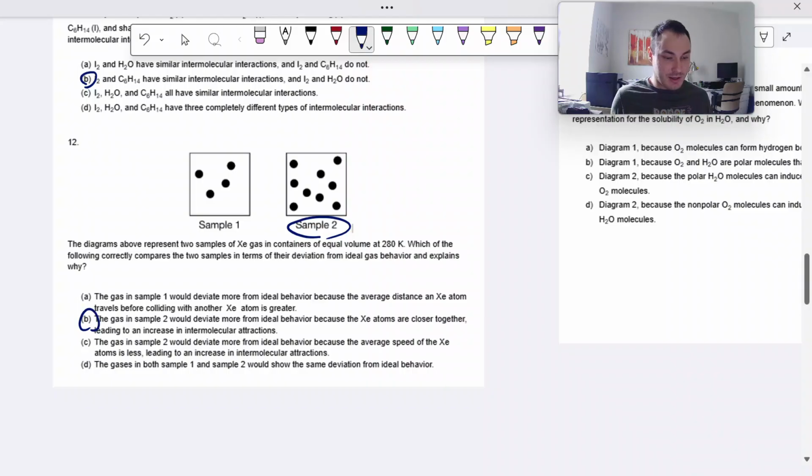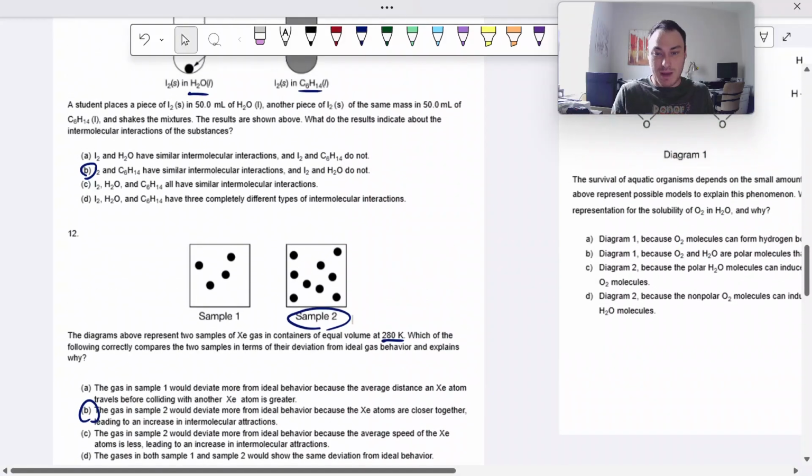C says sample 2 will deviate more because the average speed is less, but both are at 280 Kelvin, so both will be at the same speed since they're both xenon gas. So another instance of they're telling you temperature is constant, and you have to make the connection that that means that kinetic energy, and in this instance, speed is constant as well because it's the same gas, so they have the same mass.